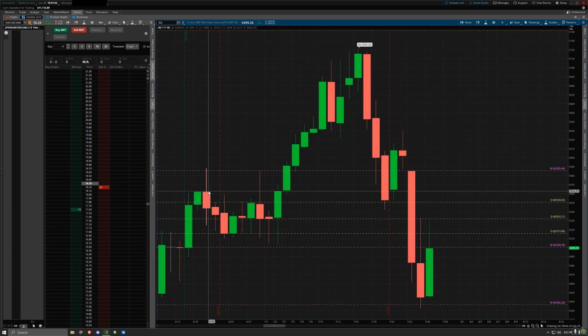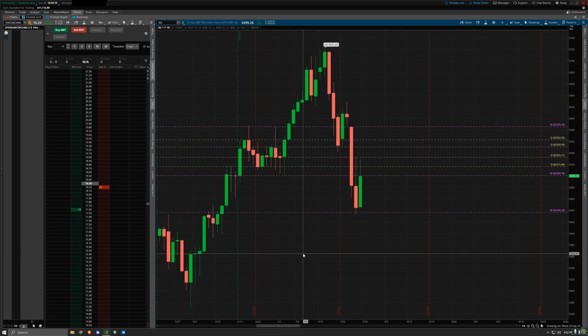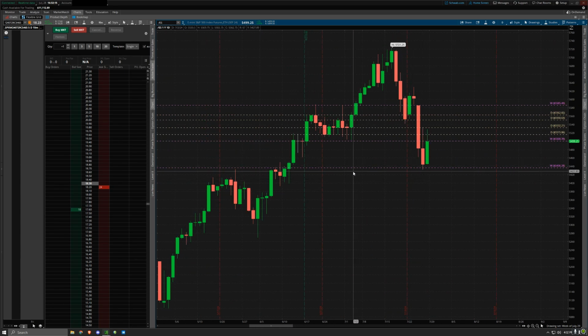This is definitely a nice line right here. Another daily right here. You can see rejection, rejection, rejection, support, support. So I'll leave that. Let's see if we can get anything under here.